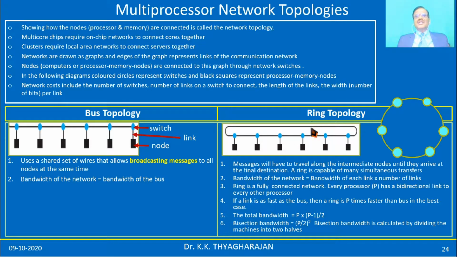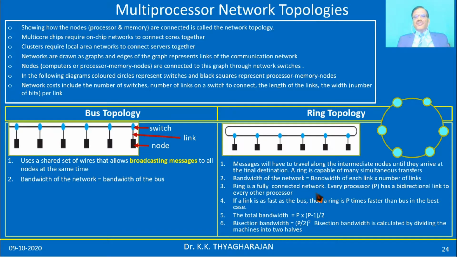So the next one is ring topology. In this case, the graph is shown here. The better representation is this one. Here, the messages will have to travel through all nodes. A ring is capable of transferring many simultaneous messages. So, the bandwidth of the network is equal to the bandwidth of each link times the number of links.